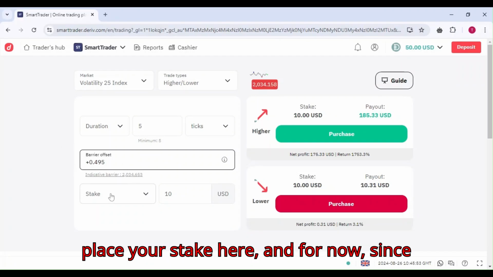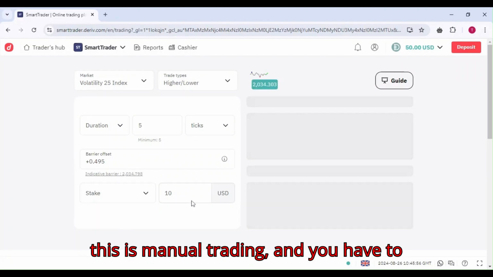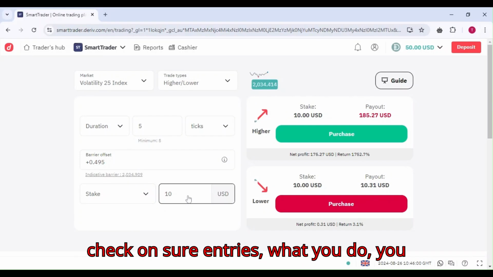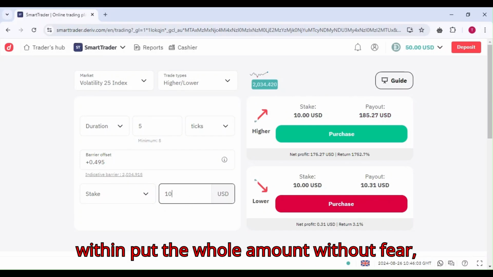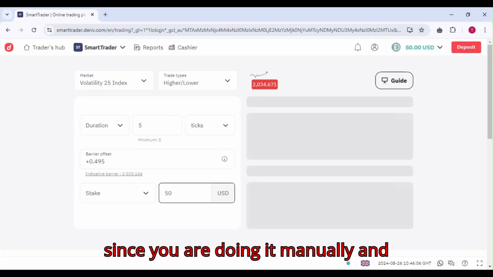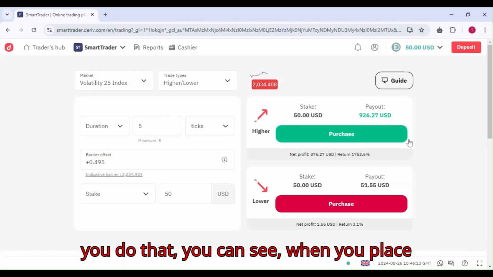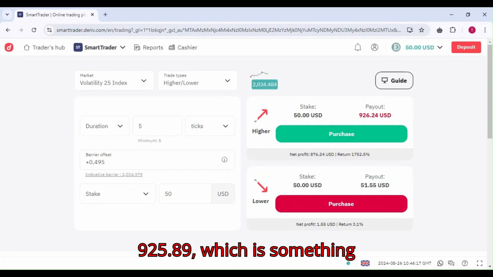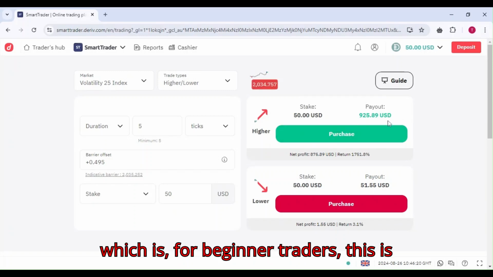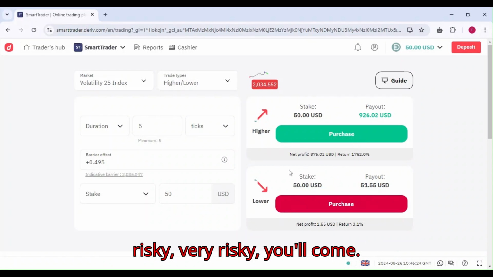This is where you place your stake here. Since this is manual trading and you check for sure entries, you would input the whole amount without fear, since you are doing it manually and taking sure entries. After you do that, when you place the higher, you get 925.89, which for beginner traders is very risky.